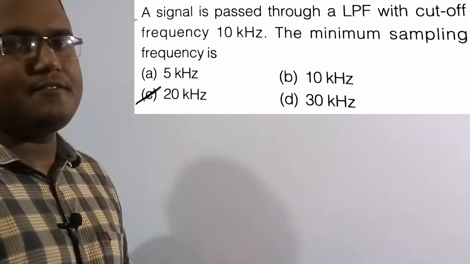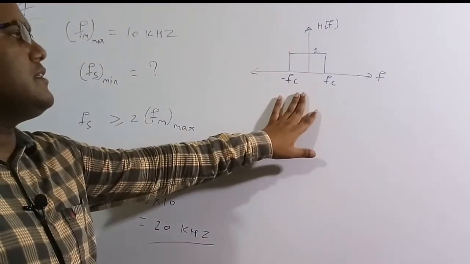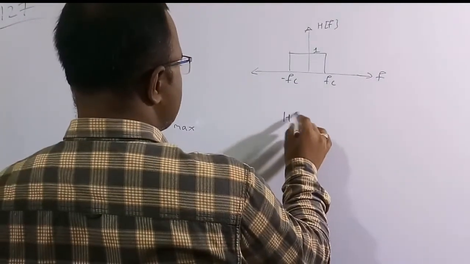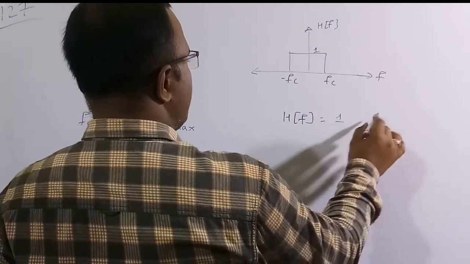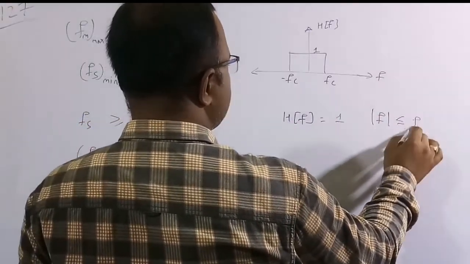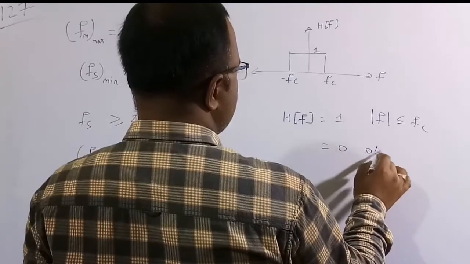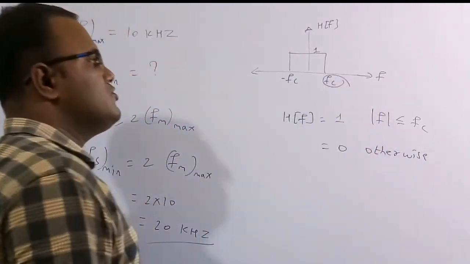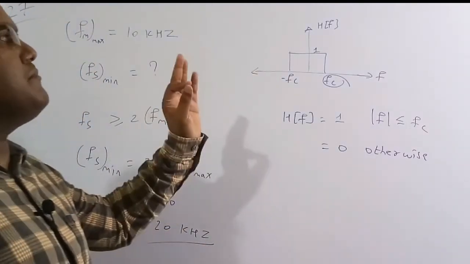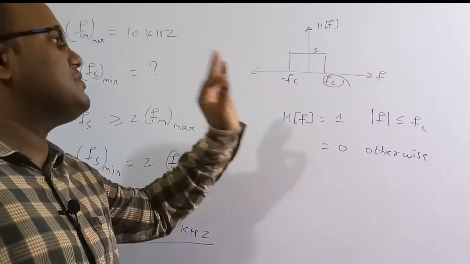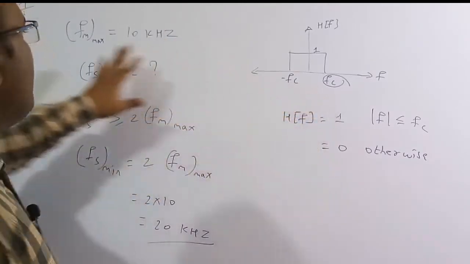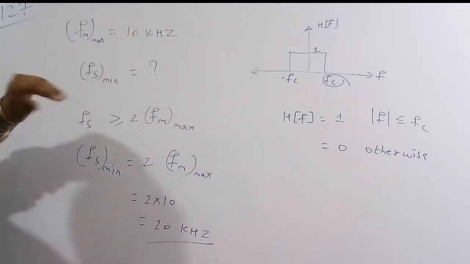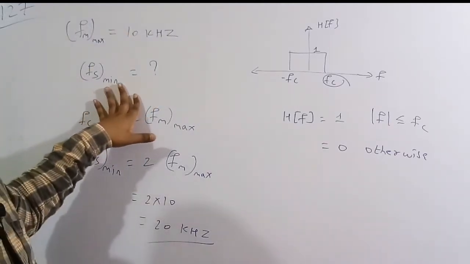So let's solve this numerical. This is the transfer function of an ideal low pass filter. So here the transfer function says that H of f is equal to 1 for mod f less than or equal to fc, and it is 0 otherwise. So basically if you see carefully in the question, the cutoff frequency is equal to 10 kHz, which means the maximum message signal frequency which is possible is fc. So therefore the maximum message signal frequency is 10 kHz, not more than that. So here we have to figure out the minimum sampling frequency.